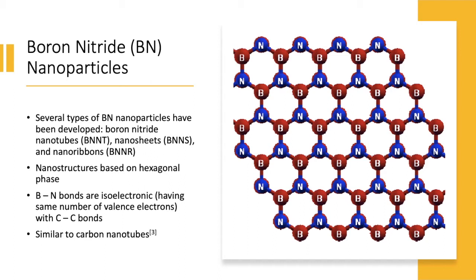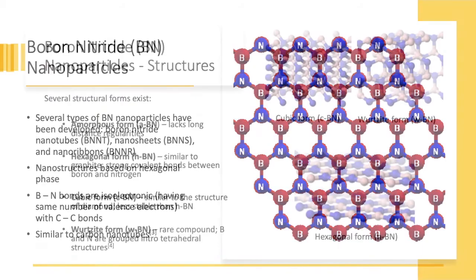The difference between all of these types of nanoparticles is that the nanotubes, as the name implies, are a tube. The sheets lay out like a big, large piece of paper that spans in all sorts of directions, while the nanoribbons are more linear and narrow.